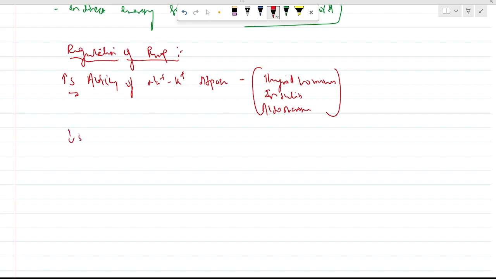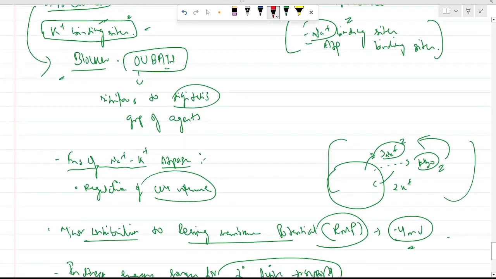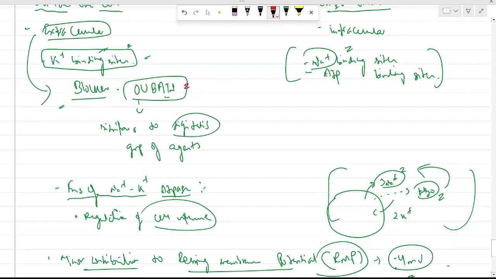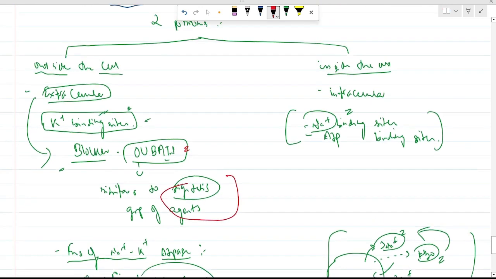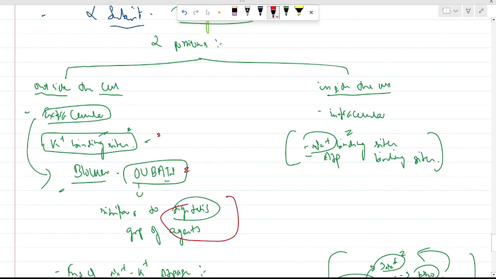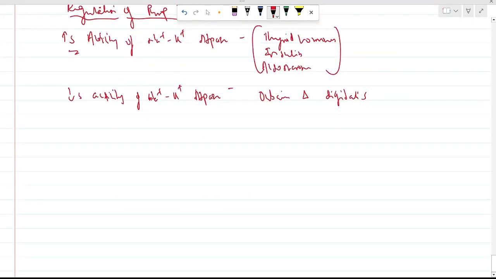Now the factors which decrease the activity of sodium potassium ATPase we have ouabain and digitalis. We have discussed above that this ouabain, which belongs to the digitalis group of agents, is a blocker of the extracellular potassium binding sites. So ouabain and digitalis decrease the activity of sodium potassium ATPase.